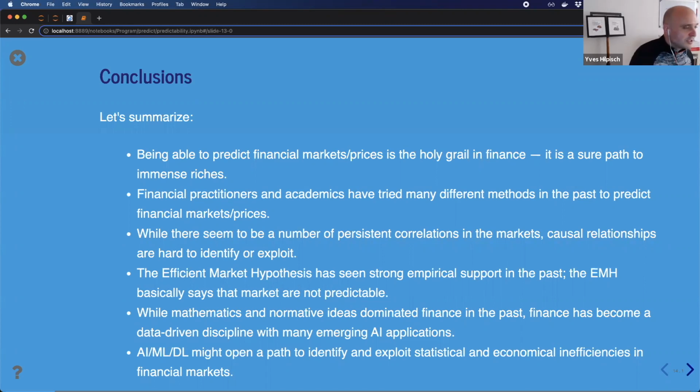So there's a longer question. Let me read it. Using price history. What about other data here?